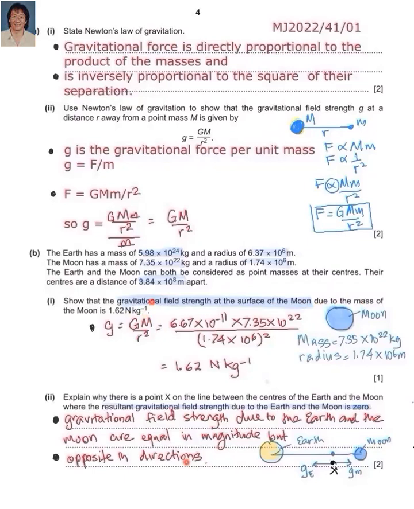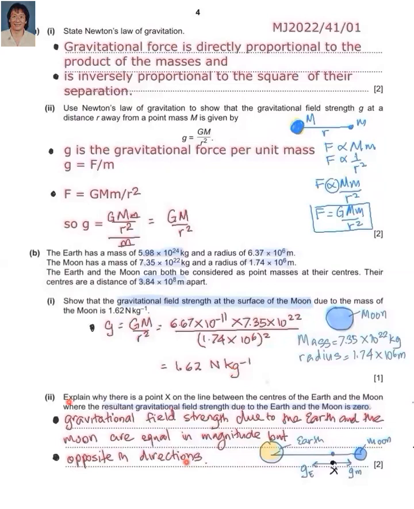Since we want to find the gravitational field strength at the surface of the Moon, we need to know the radius of the Moon, which is 1.74 times 10^6 meter. We use this equation to calculate the gravitational field strength. So g equals big G times M divided by r squared. Then you substitute the values in, and you get 1.62 Newton per kilogram.